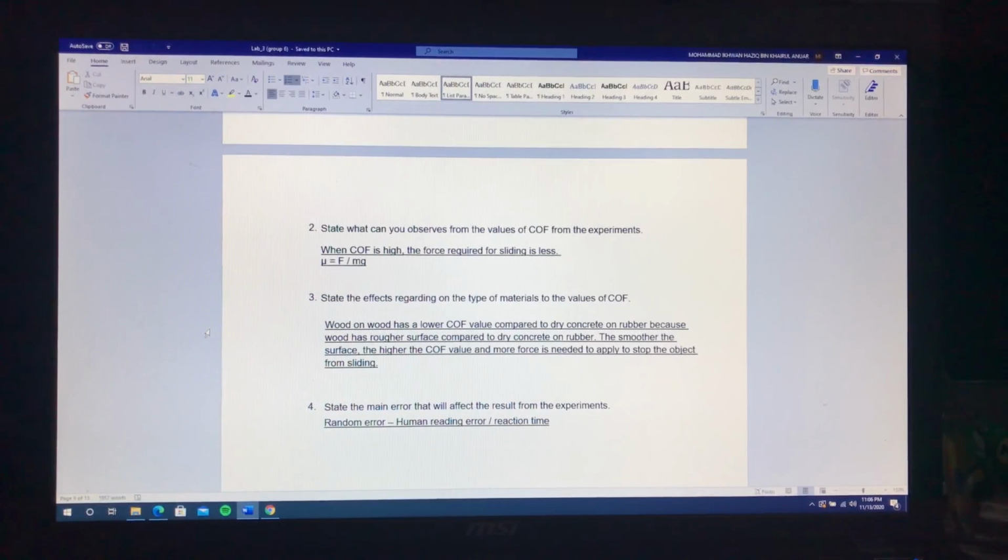So for question 2, which is: state what you can observe from the values of COF from the experiment. COF is coefficient of static friction. My answer is when static friction is high, the force required for sliding is less. So that is the answer for question 2.